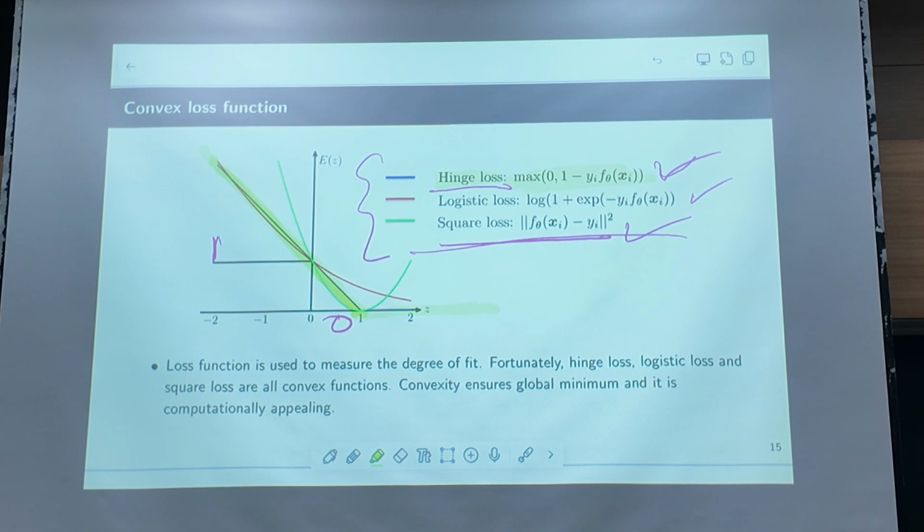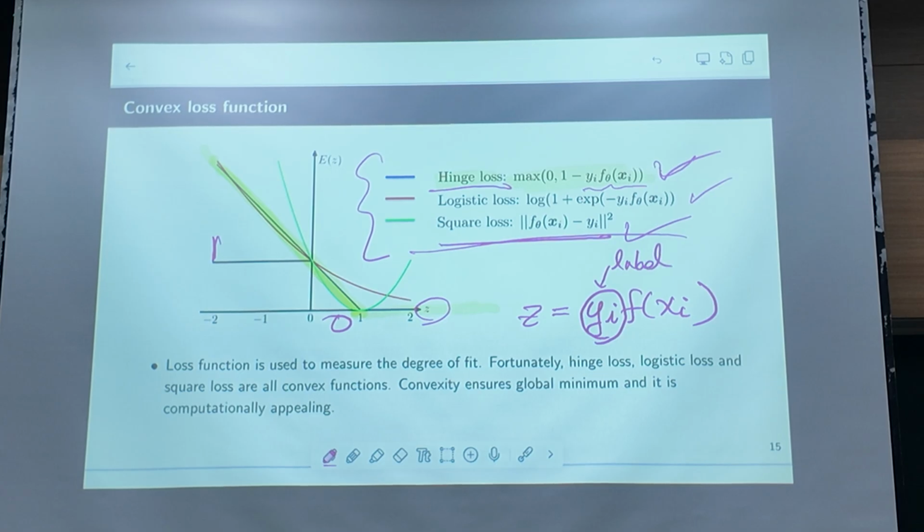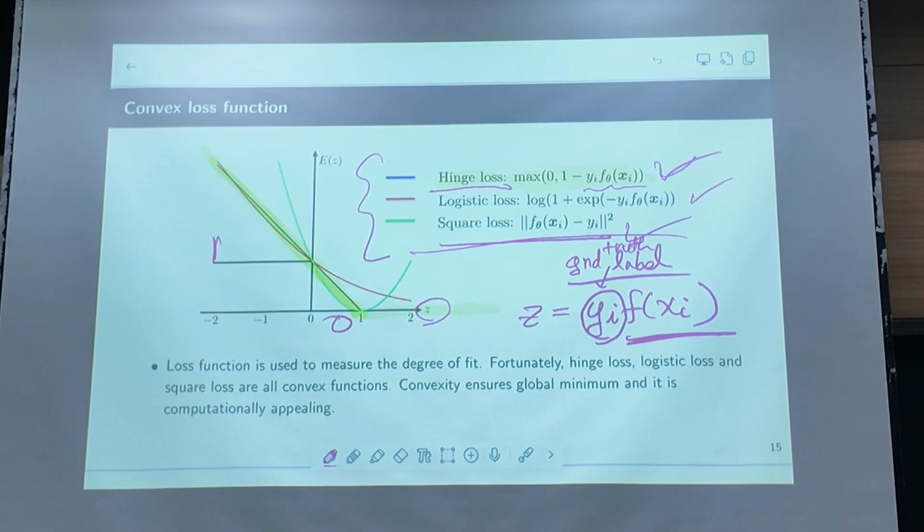And this axis is z, and this z for this case is y_i f(x_i). So what is this? This is the ground truth label, and that is the prediction, the predicted label.